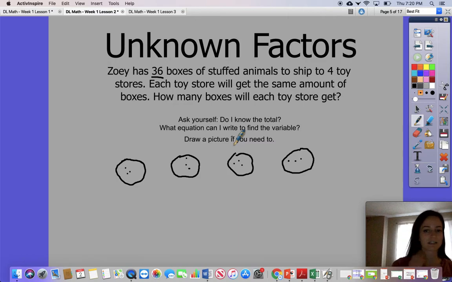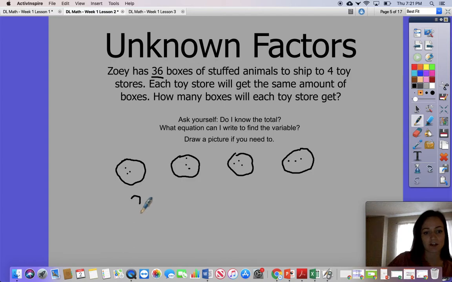But since we've been practicing multiplication and division for a while, let's think about how we could write this into a multiplication or division word problem, or equation, so that we wouldn't have to draw the picture out. If you want to draw the picture, that's perfect, okay? So let's ask ourselves, do I know the total amount that we're looking for? I do. I know that there's 36 boxes in all, and they're getting broken apart into 4 different stores, okay?